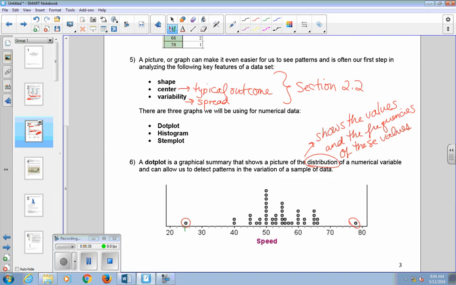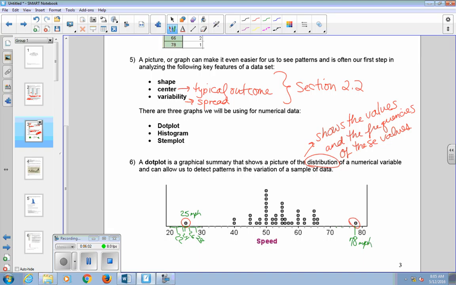If we look more closely, there's 1, 2, 3, 4, 5 spaces between 20 and 30. So we know that this goes 22, 24, 26, 28. So we can confirm this first dot is at 25 miles per hour. And this last dot, we've got 72, 74, 76. This last one is at 78 miles per hour.